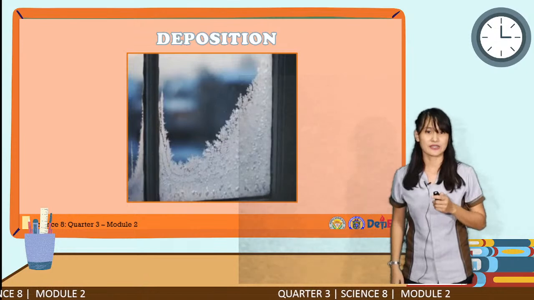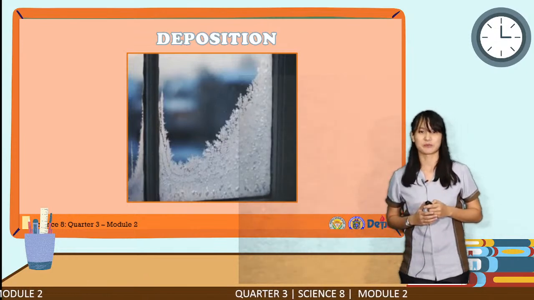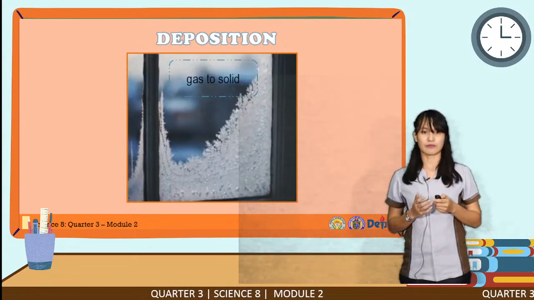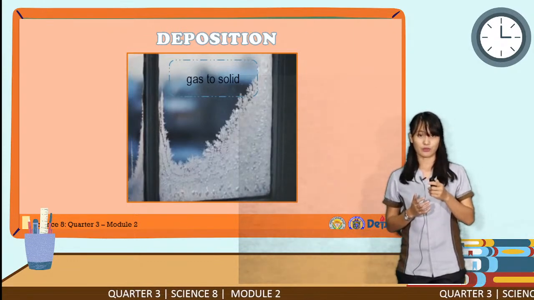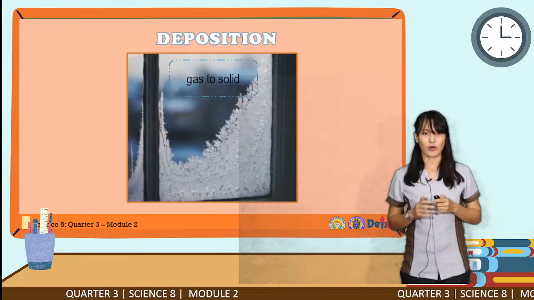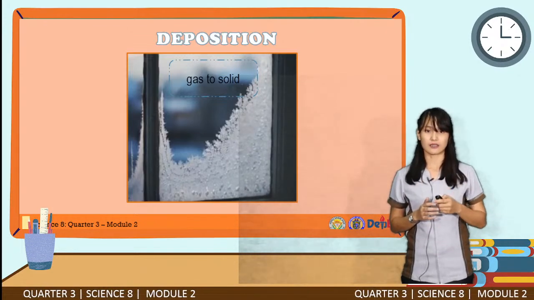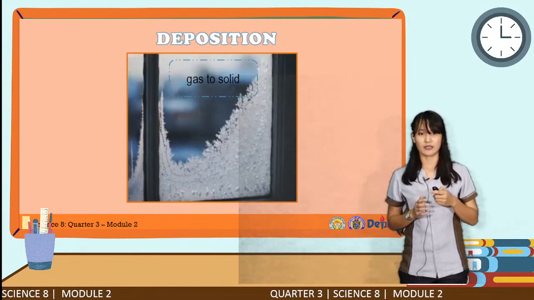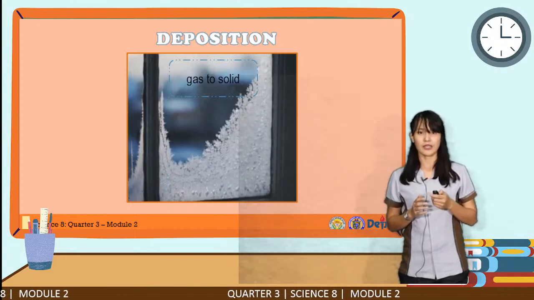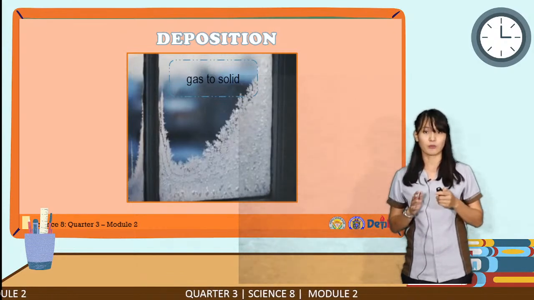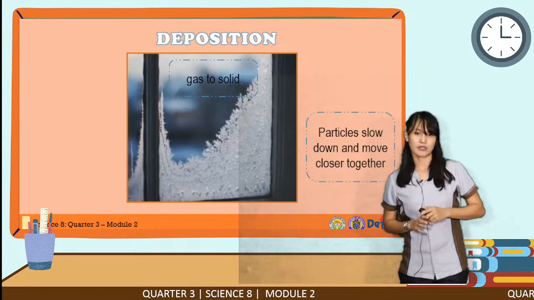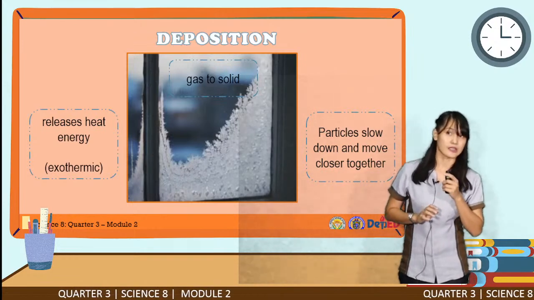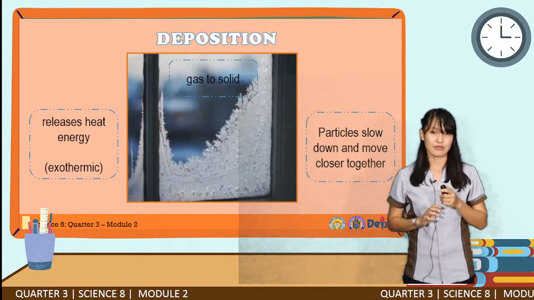The reverse process of sublimation is deposition. Deposition is a process in which a gas changes directly to a solid without going through the liquid state. When warm, moist air comes into contact with the freezing cold surface, water vapor in the air changes to tiny ice crystals or frost. Example is the leaf-like pattern formed on a window pane during the winter months. Thus, it is also an exothermic process.